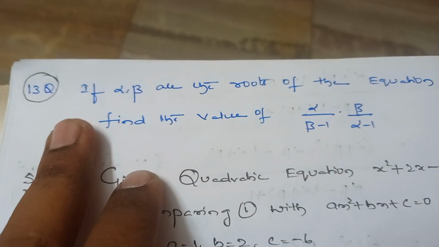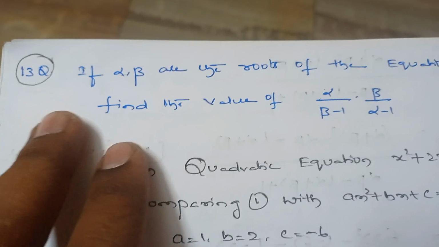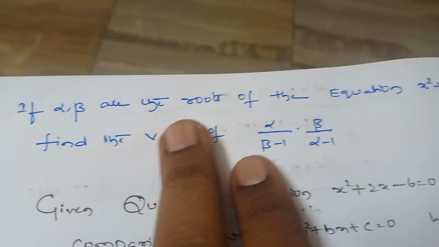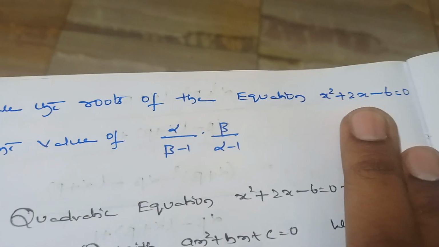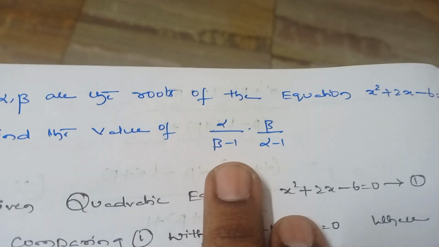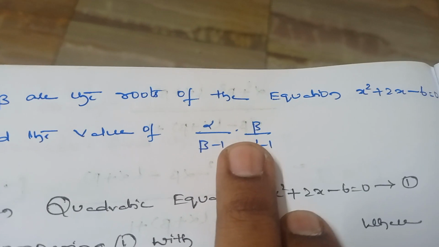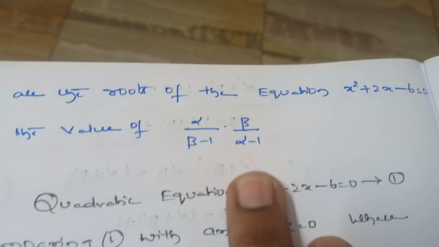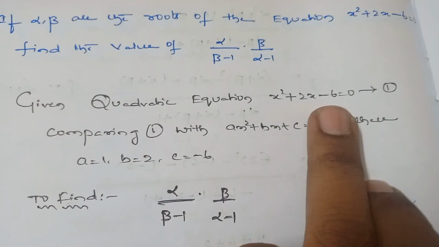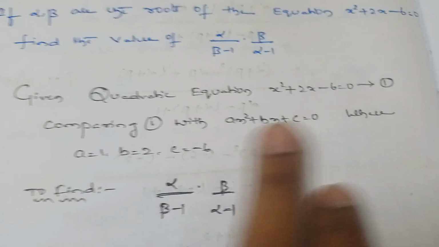Today we are going to continue with quadratic equations, finding the roots of class 10th. 13th question. If alpha, beta are the roots of the quadratic equation x square plus 2x minus 6 equal to 0, then find the value of alpha by beta minus 1 into beta by alpha minus 1. Take the given quadratic equation x square plus 2x minus 6 equal to 0, keep it as equation 1.